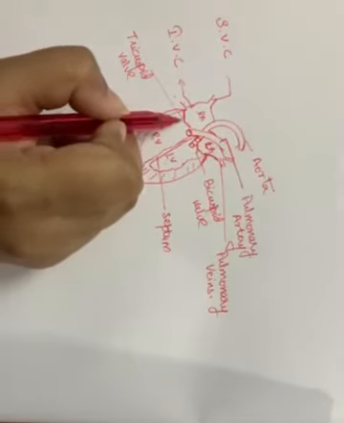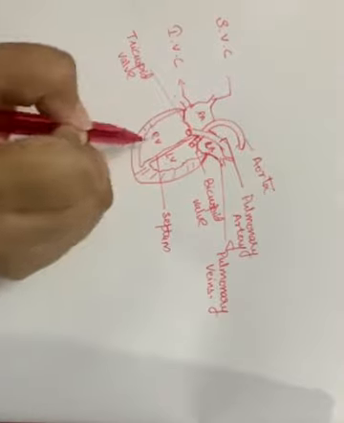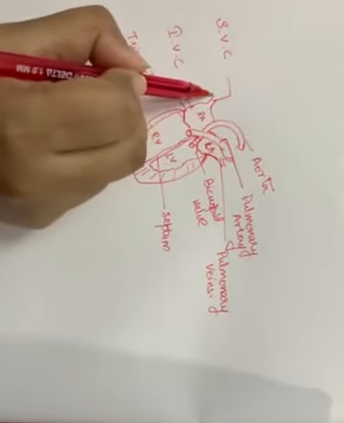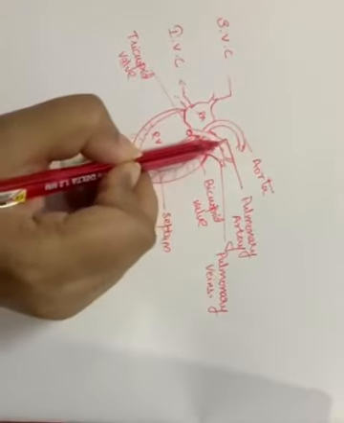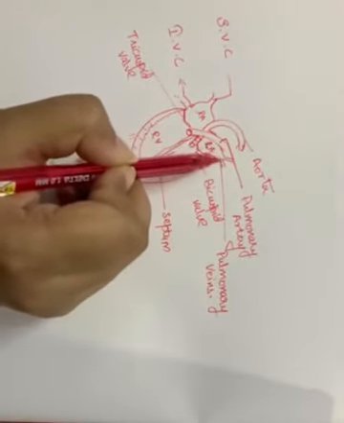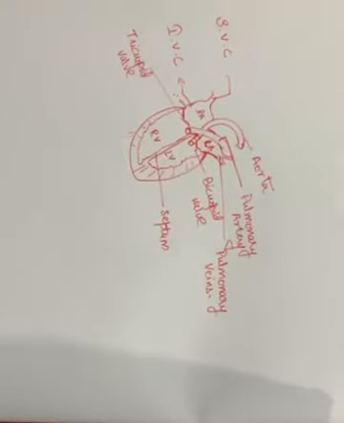This is the tricuspid valve present between the right atrium and the right ventricle. This is inferior vena cava, this is superior vena cava, this is aorta, this is pulmonary artery, and the blood vessels from the left atrium are the pulmonary veins. This is how you can draw the diagram of the heart.